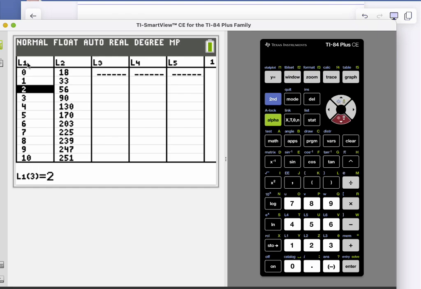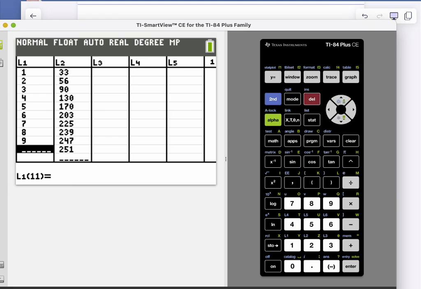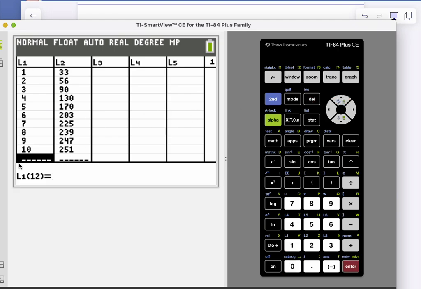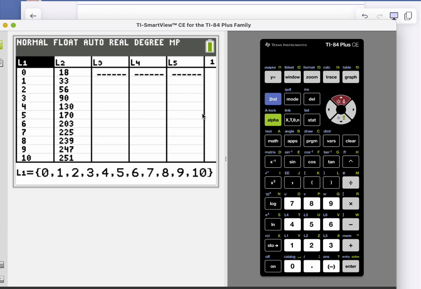On the numbers themselves, you could hit delete. So if I wanted to delete this 10, I could hit delete, okay? But you don't want to hit delete on L1 or L2. Clear is fine, delete is bad. Go on and enter these numbers in. Make sure you get all of them in there, and I'll give you some time to do that.